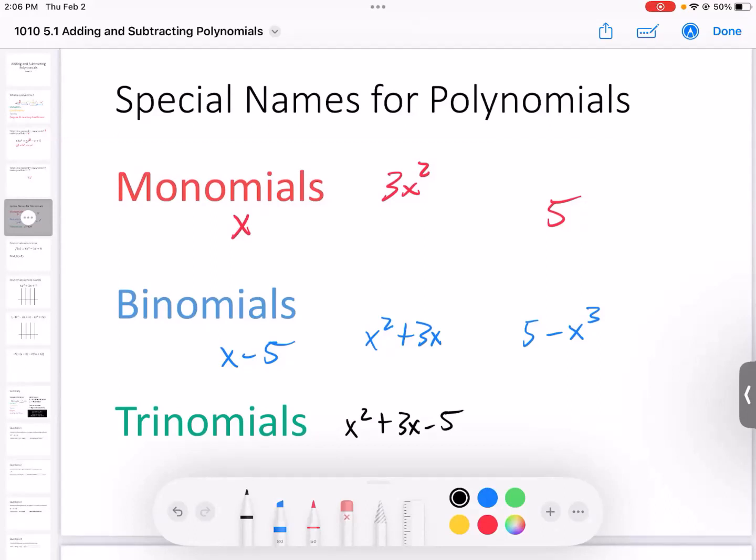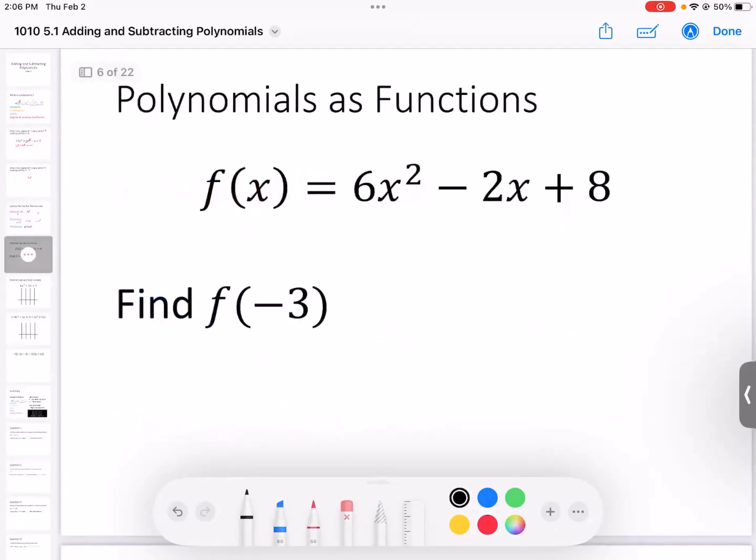Okay. So when you're working with polynomials, there's kind of two different ways you can think about it, and we'll be doing both in this class. So the first way is you can think about it as a function where the x's or the variables in the polynomial represent some number. We'll talk a little bit more about functions, so this is kind of like a little preview of it.